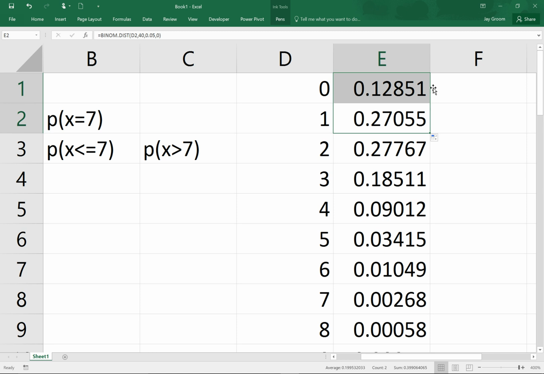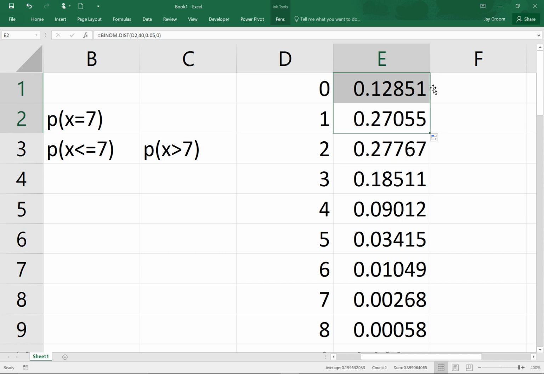Yay. So, if you take 40 resistors out, there's a 13% chance that none of them have a defect out of 40. You with me? There's a 27% chance that you get 1 out of 40 bad ones. There is a 27.7% chance that you get 2 defectives. There's an 18% chance you get 3, 9%, 4, and so on and so on.